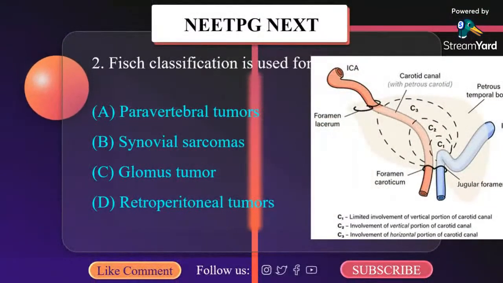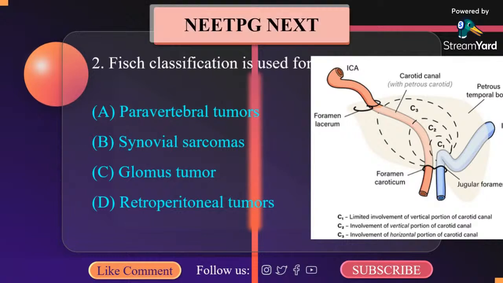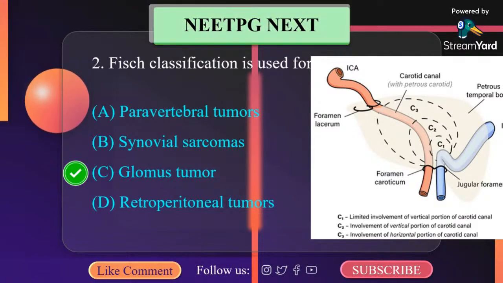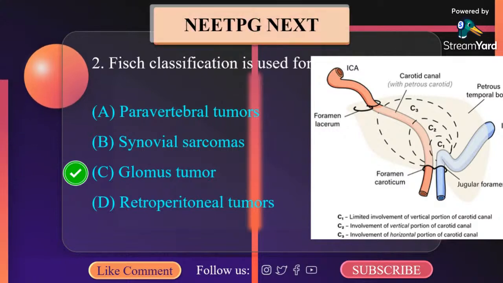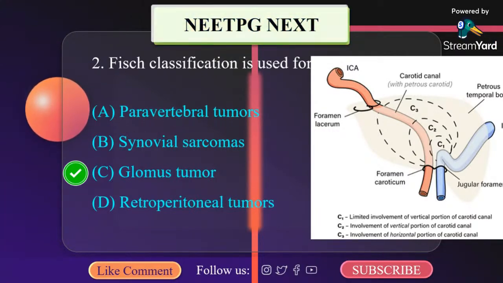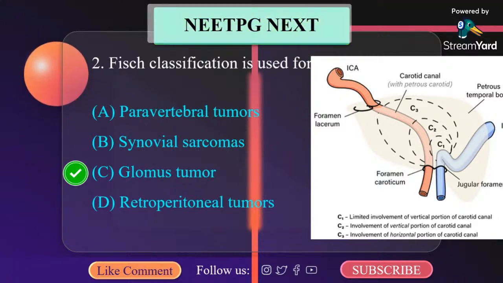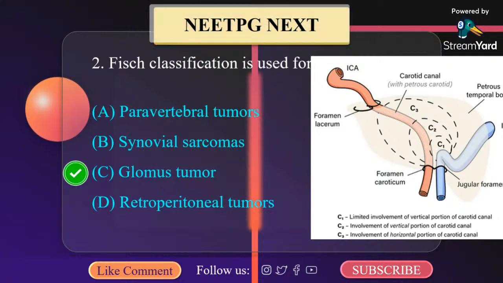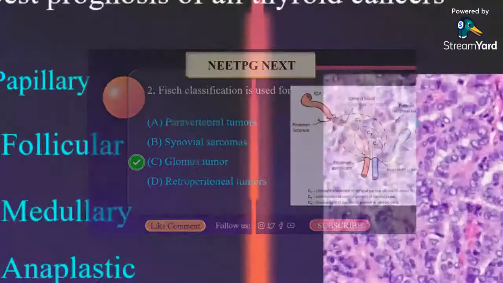Fisch classification is used for A. Paravertebral tumors, B. Synovial sarcoma, C. Glomus tumor, D. Retroperitoneal tumors. It is glomus tumors. Glomus tumors, Fisch classification is used. Here you can see in the image. C1 means limited involvement of vertical portion of carotid canal. C2 means involvement of vertical portion of carotid canal. C3 means involvement of horizontal portion of carotid canal. So this is the Fisch classification used for glomus tumor.